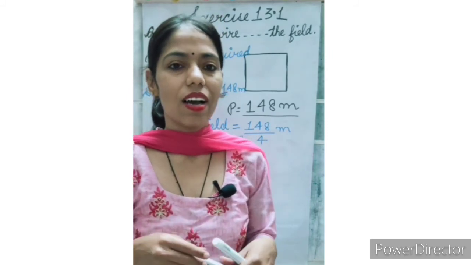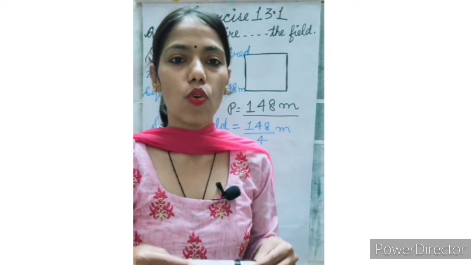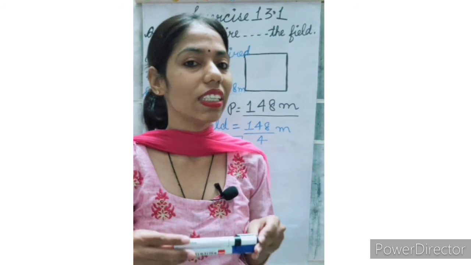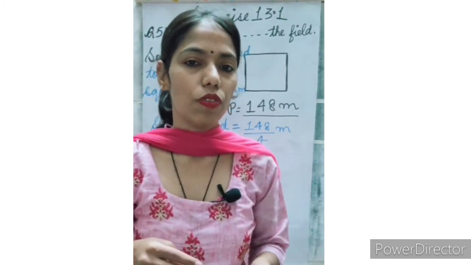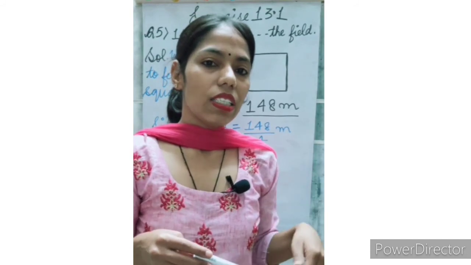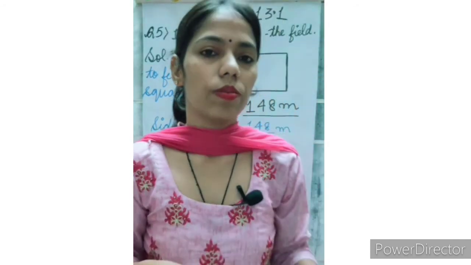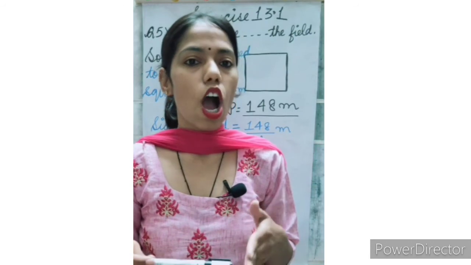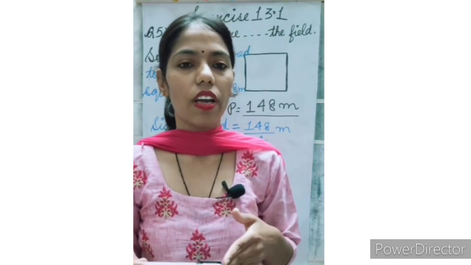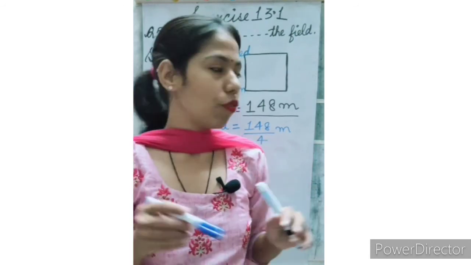Question number 6. A rectangular field is 450 meter long and 300 meter wide. Wide means this is the breadth of the field. It is to be fenced with a barbed wire. How much wire will be required? So a rectangular field is there.